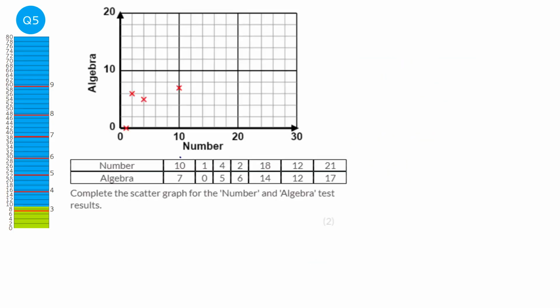So we can see that the first 4 of these have already been plotted. Now it's really important that you do the coordinate the right way around. So the first one is number and then algebra. So we're looking at this coordinate here. We're 18 on number, which would be here, and then 14 on algebra, which would be this point here. 12 on both, so 12 and 12 would be here, and then 21 and 17. So 21 and 17 would be roughly there.